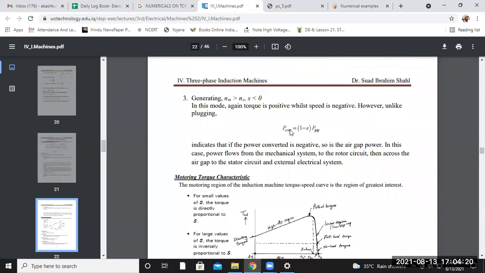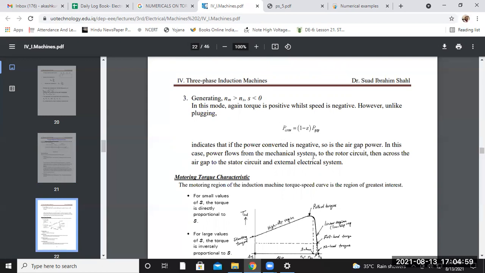Accordingly, like the plugging portion, the converted power is again represented by the formula: 1 minus slip times air gap power. If the power converted is negative, in that case, the air gap power must be positive. And for the air gap power to be positive, the slip is less than 0. Then the factor 1 minus s becomes greater than 1, and the power conversion will become negative.